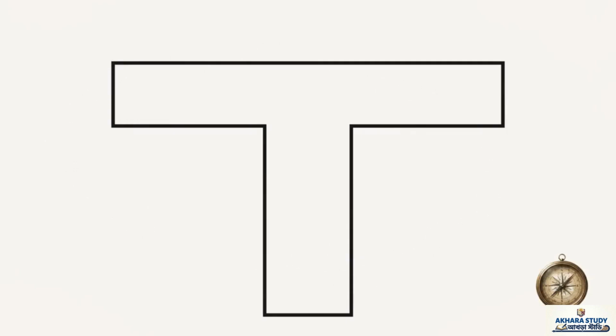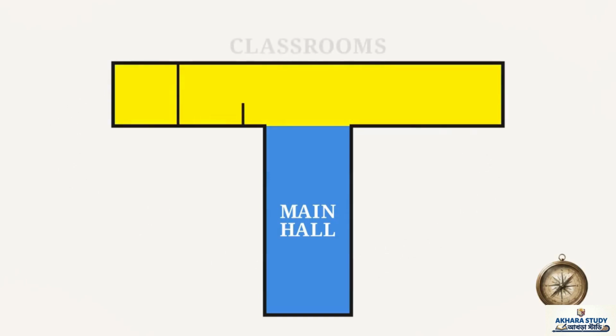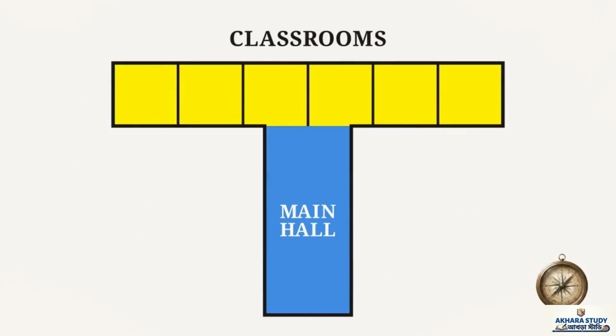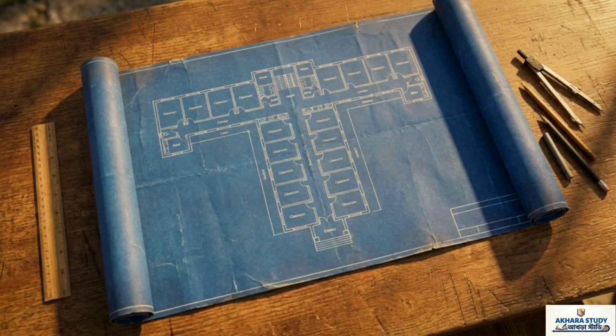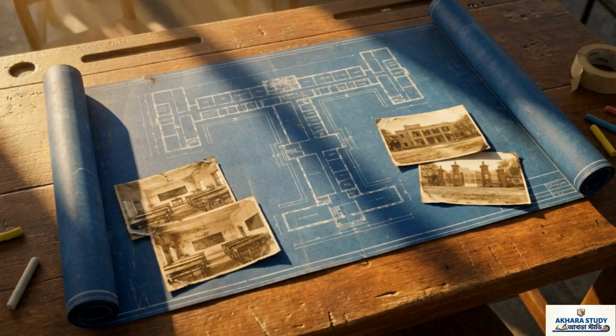This shape dictated how the school operated. The vertical stem of the T served as the school's main hall, while the long, horizontal bar crossing the top contained the row of individual classrooms. Mapping out this physical layout gives us a permanent, unchanging mental blueprint. For the author, that T-shape acted as the physical anchor holding decades of vivid childhood memories in place.